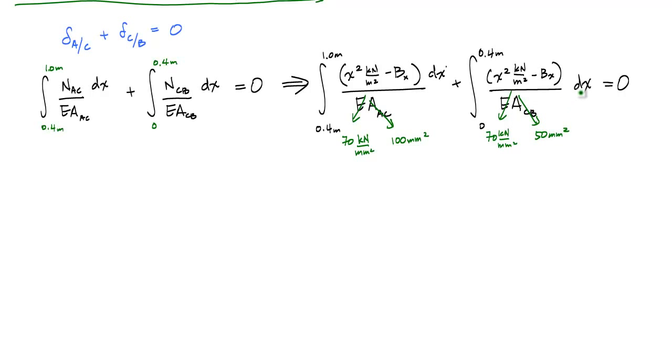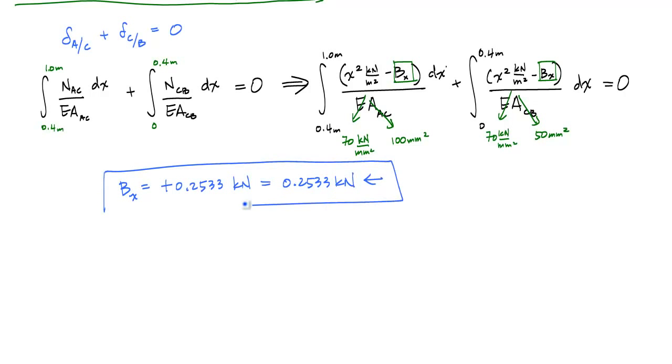And now I just integrate, do my calculus right, and solve for Bx, because here I have one equation, one unknown, this being my only unknown. And what I will get when I do the calculus, and hopefully I didn't make a mistake, is that Bx is equal to, I will get a positive result, 0.2533 kilonewtons right here, which is the same as 0.2533 kilonewtons to the left, because that's how I initially drew Bx, and that positive result means that I have agreement with the way I drew it initially in my big old free body diagram. So this is my Bx.